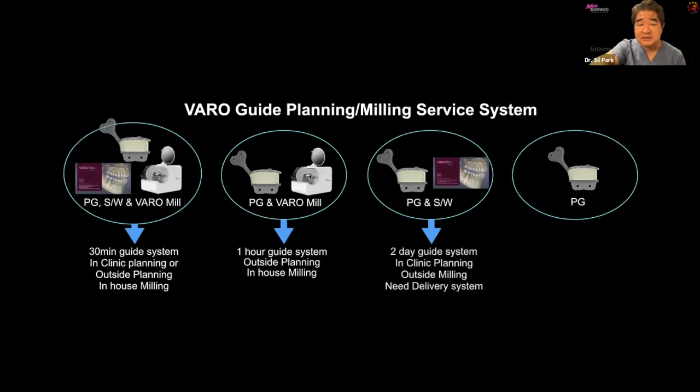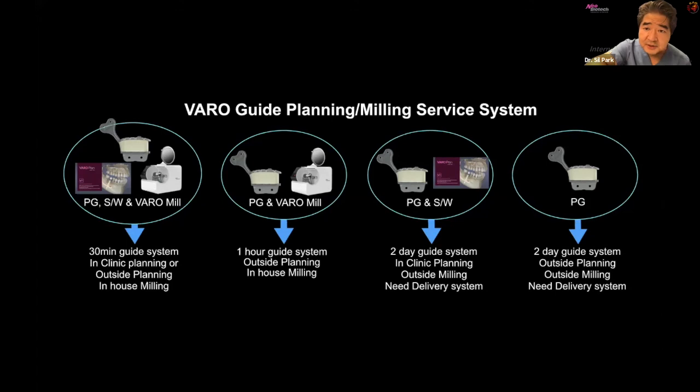Once your planning is done, you send the planning file to the lab, and the lab is going to fabricate using the milling machine, the VARO mill, and then they're going to send it to you. Well, if you do not want to even do that, you simply buy the pre-guide, get that information and send it to the lab, and then the lab is going to do everything.